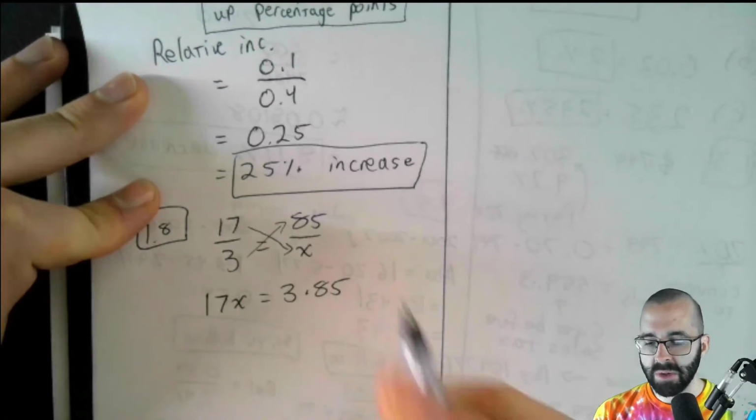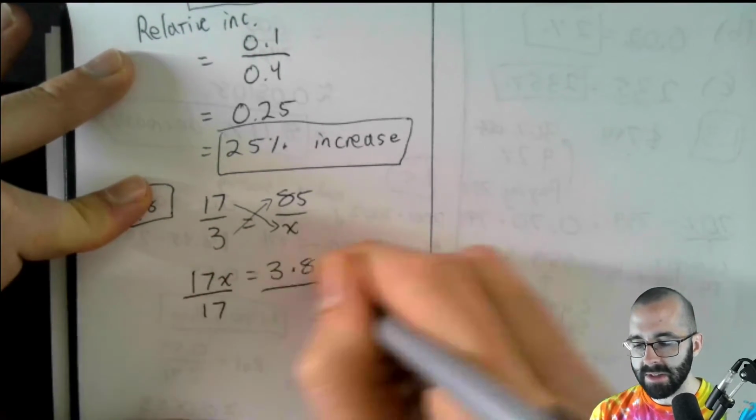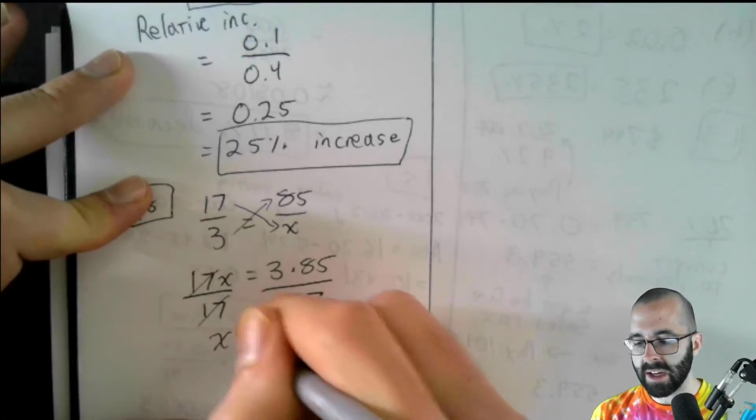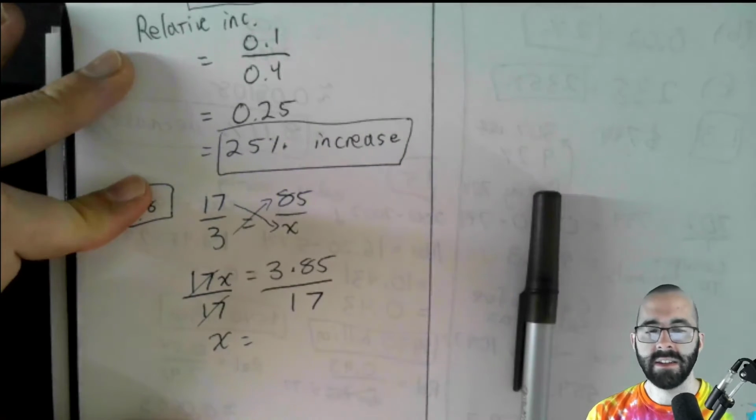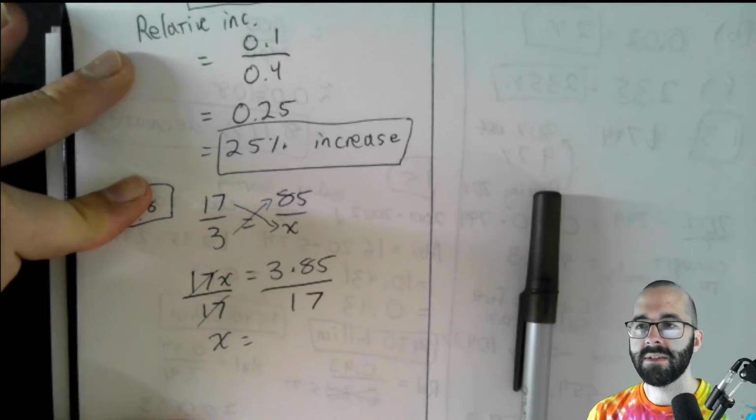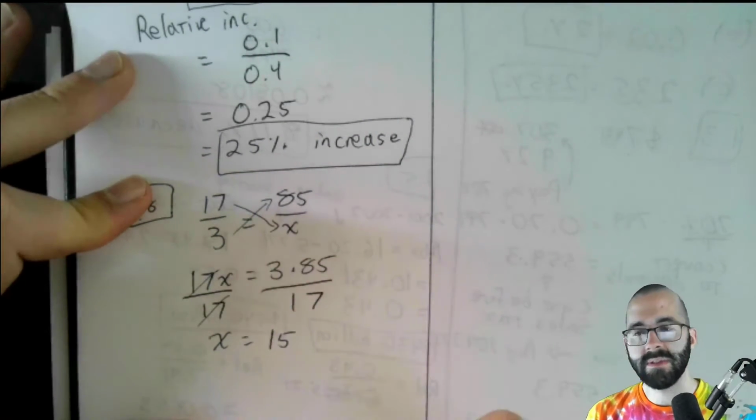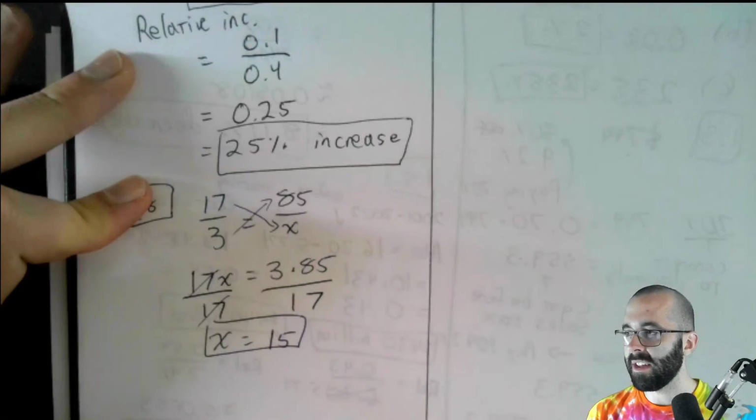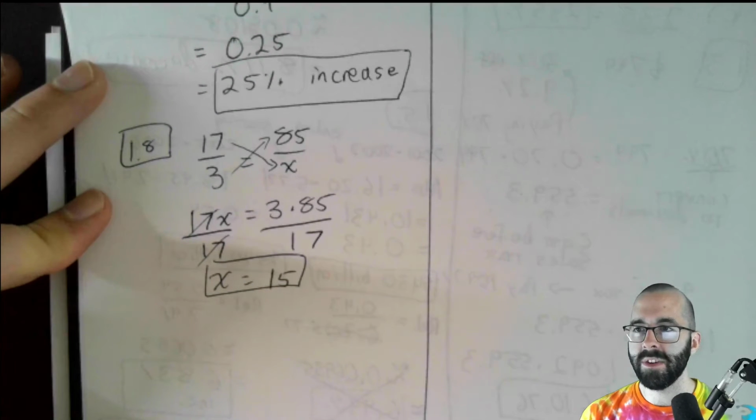So x is being multiplied by 17. To undo that, to get x by itself, we divide both sides by 17. Like so. These are going to cancel, and we're going to get x equals 3 times 85 divided by 17, which is 15 exactly. Great. And that's how it's done. Let's move on.